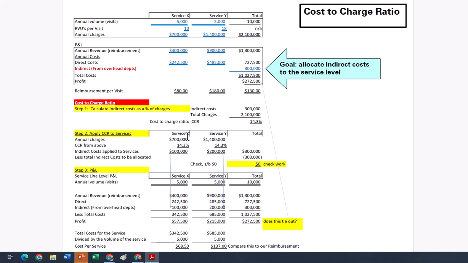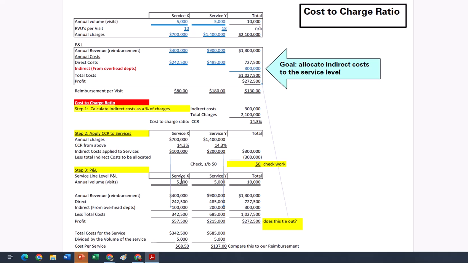So we apply that percentage to the charges for service X and service Y, and we say that 100,000 of indirect costs is applied to X and 200,000 of indirect costs is applied to Y, and we add them together because we always want to check our work. That's 300,000. What were we looking to allocate? 300, right? We learned about that last time. We're checking. So let's do a P&L then.